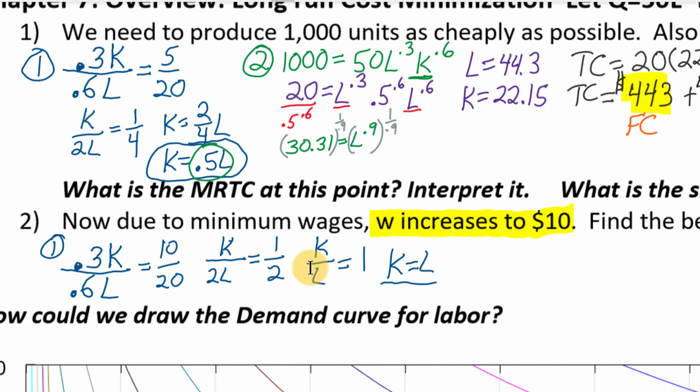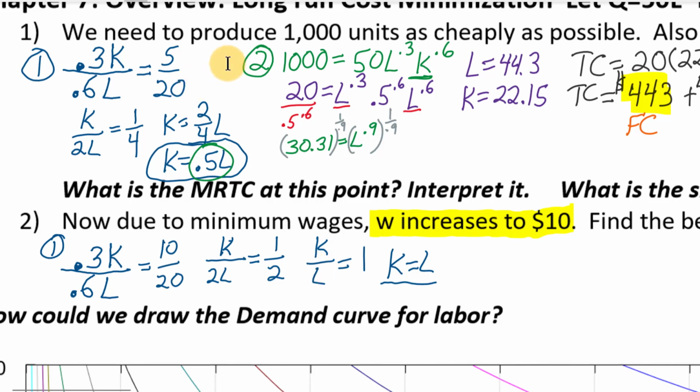There are other steps you could go through to find the same answer, but what this is telling us is we're going to be using the same amount of capital as labor now that the price of labor is higher. Before, we were using twice as much labor as capital.